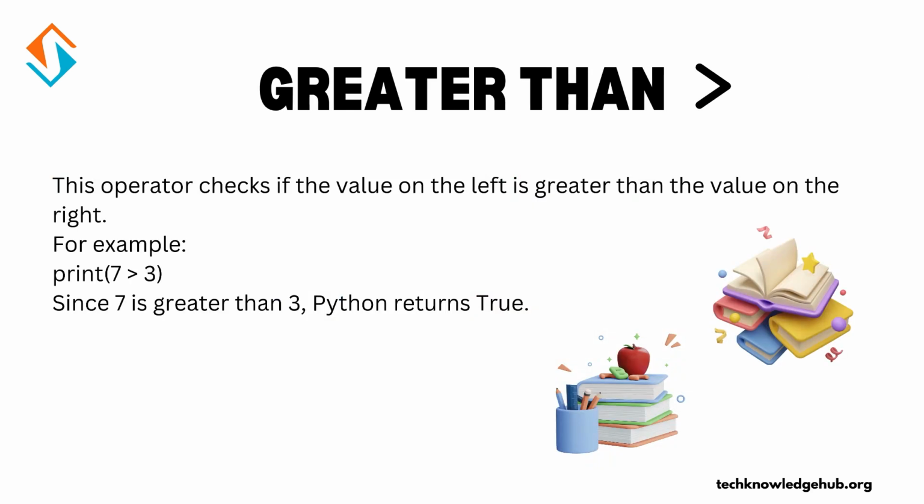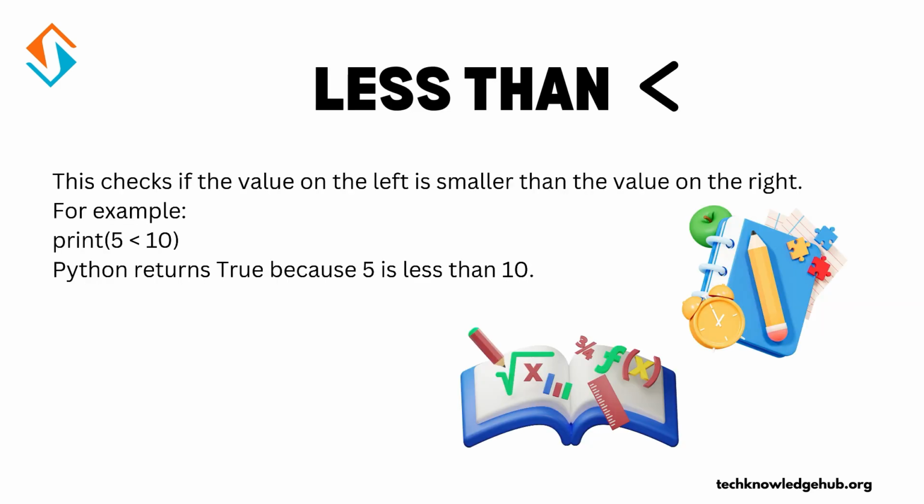First is the greater than operator. This operator checks if the value on the left is greater than the value on the right. For example, type print 7 is greater than 3. Since 7 is greater than 3, Python returns true. Second is less than. This checks if the value on the left is smaller than the value on the right. For example, print 5 is less than 10. Python returns true because 5 is less than 10.